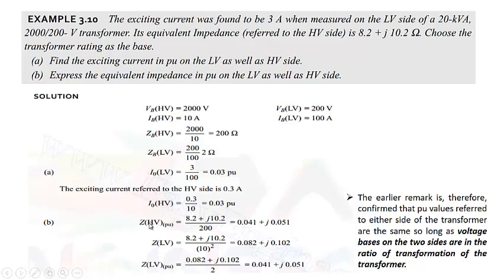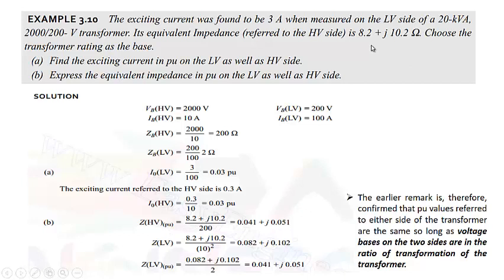So Z on high voltage in per unit will be equal to, because here the Z is given on the high voltage side, we can directly divide it by the Z base on high voltage. So 8.2 plus j 10.2 divided by 200 is equal to 0.041 plus j 0.051. This is the per unit value of the Z, or the impedance of the transformer, when we use the high voltage quantities.